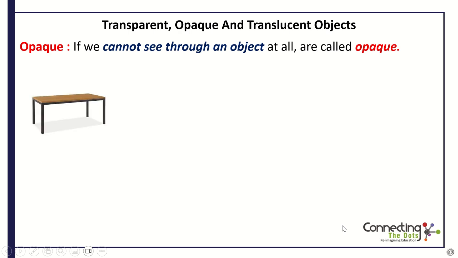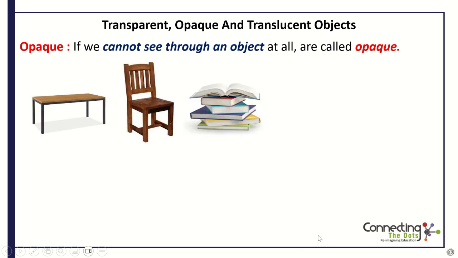Most of the objects that we see around, which block the light or do not allow the light to pass through, are known as opaque objects. So we are not able to see the other side of opaque objects. Examples are book, table, and chair. Chair does not allow light to pass through it, and we are not able to see through it. Such an object is known as an opaque object.